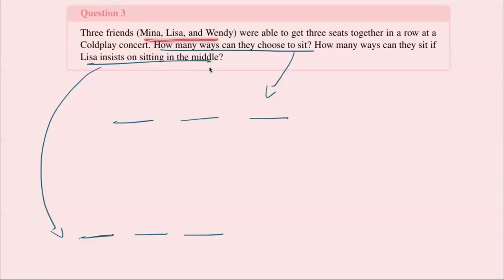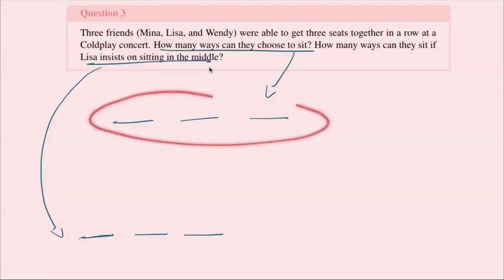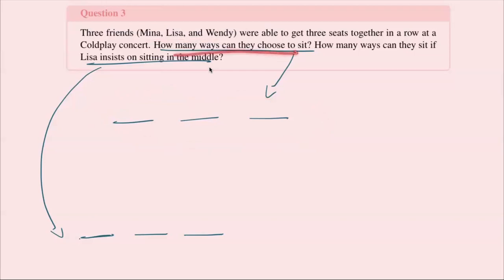So you have 3 friends and they want to sit together. So you can think of it as 3 consecutive empty spots. And then how many ways they can choose to sit is how many ways you can arrange them. You can arrange Nina, Lisa, and Wendy.